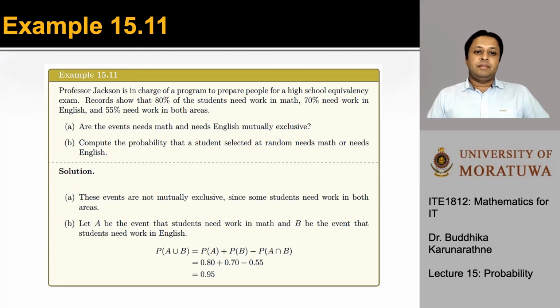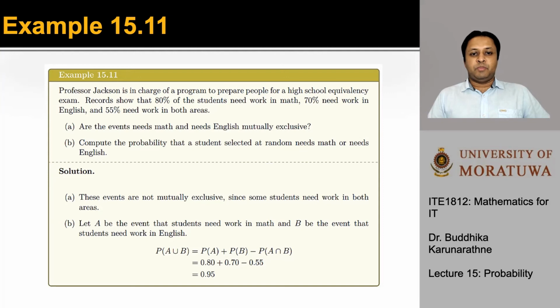Now, part B: compute the probability that a student selected at random needs math or needs English. For this, we define an event A that students need work in maths, and B the event that students need work in English. So what we are required to calculate is the probability of A union B. That means an "or" relationship, right?